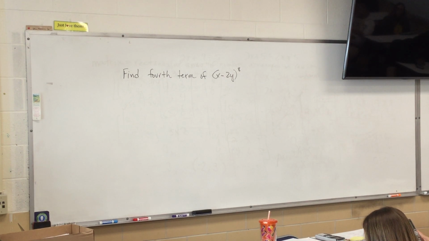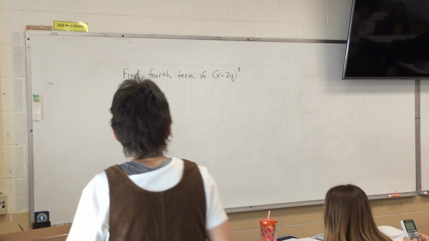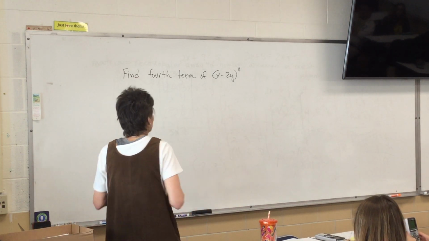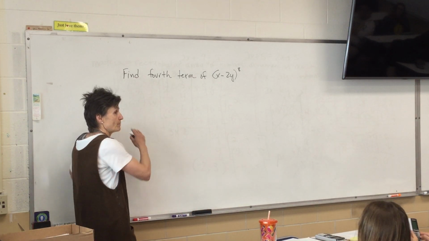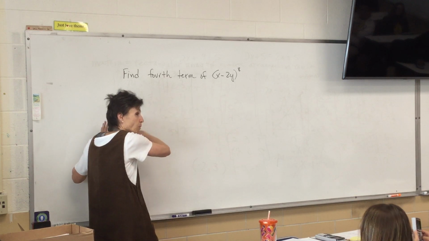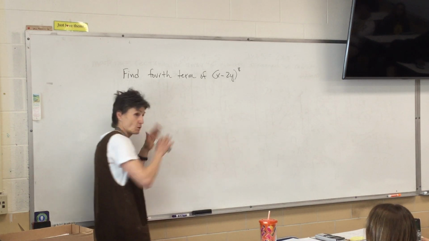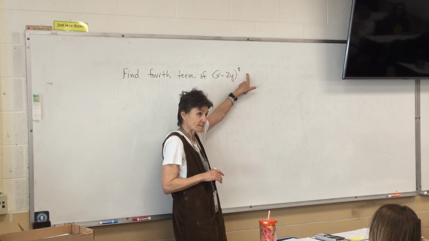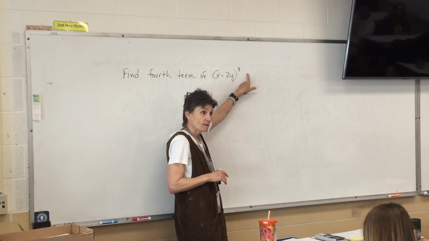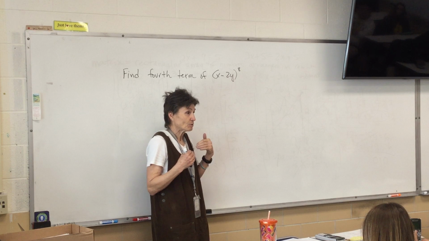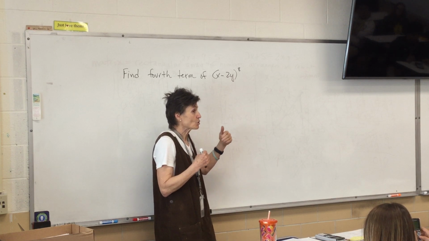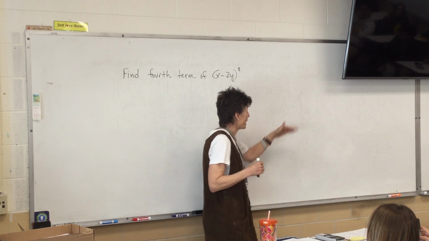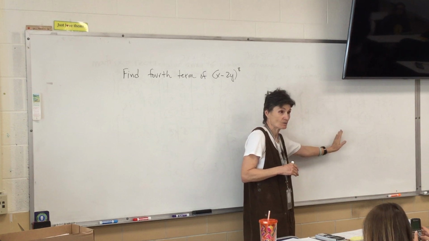Talking about some probability. So, find the fourth term of this expansion. If you were going to expand this whole thing, the first thing you would do is write down the 8th row of Pascal's triangle, right? Now, I do not have the 8th row memorized, and so if I'm going to do it that way, I'm going to have to start building Pascal's triangle.